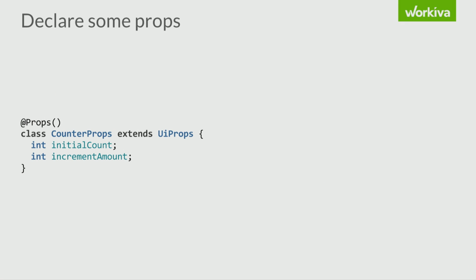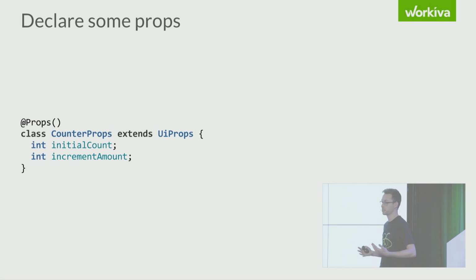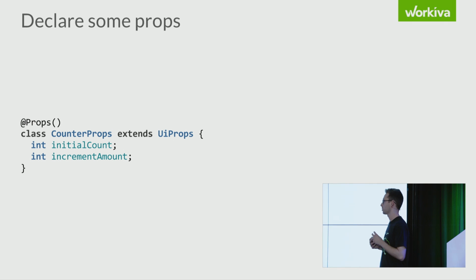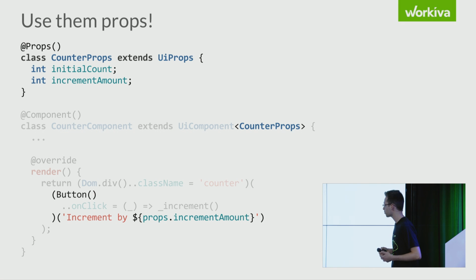So now let's add some props to make this component a little bit more configurable. So I'm going to add props to allow the consumer to specify the initial count, the initial state that the component will start counting at, and also the amount that it'll count by when you click the button. So I've just declared these as fields in the props class, and I've typed them as ints. And then in the component, I can take the props and read them and do props.incrementAmount and string interpolate that in my button text.